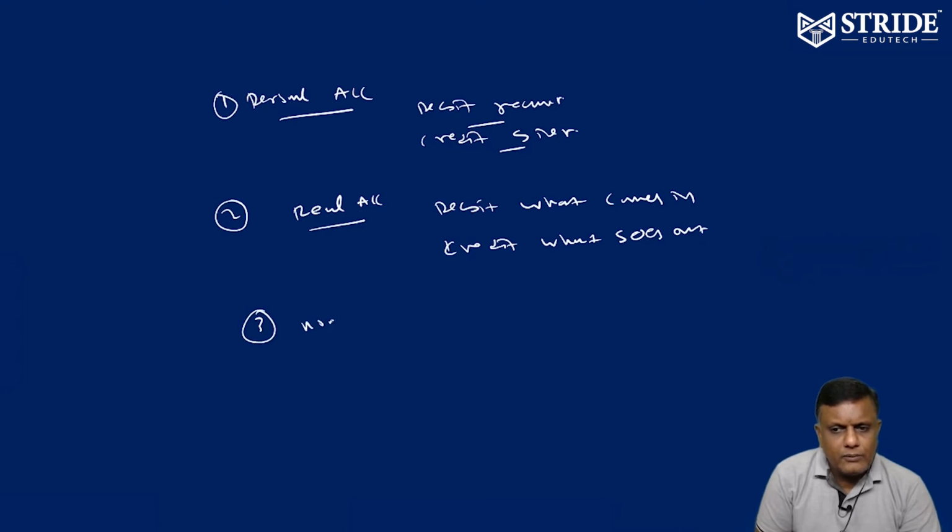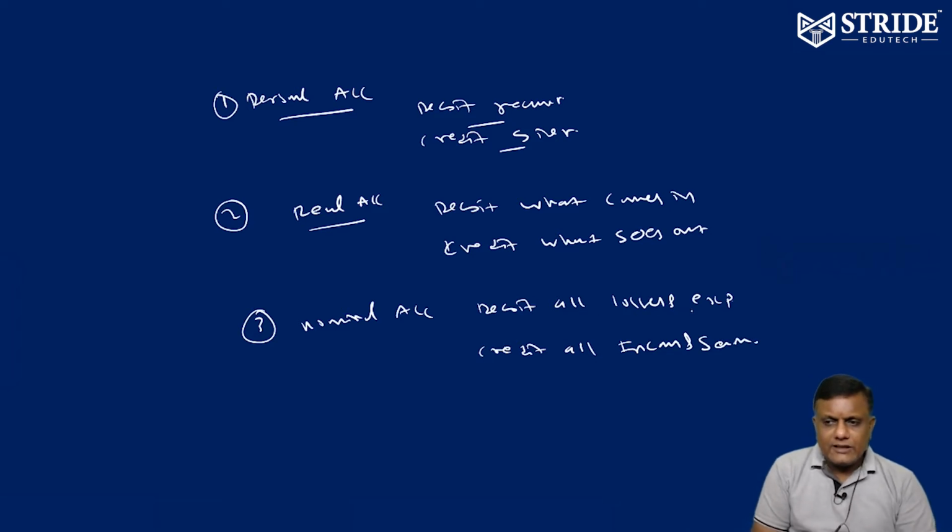Number three, nominal account. Debit all losses and expenses, credit all incomes and gains. So debit all losses and expenses, credit all incomes and gains. It's called the nominal account. Fine.